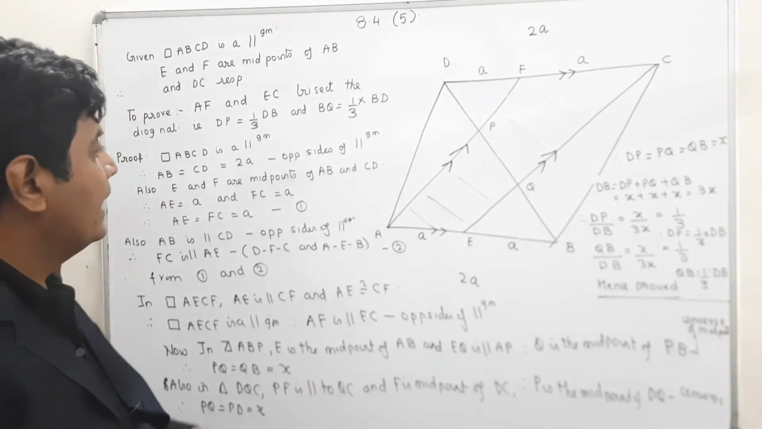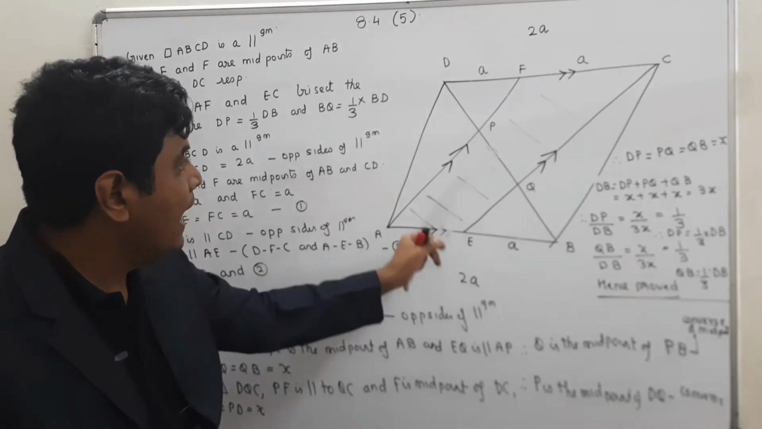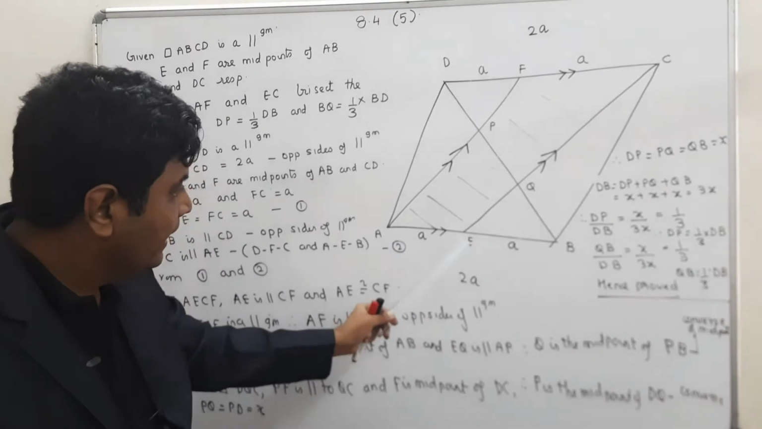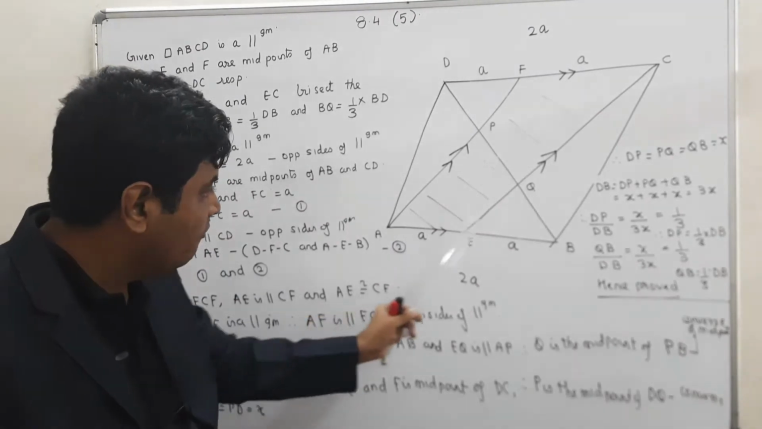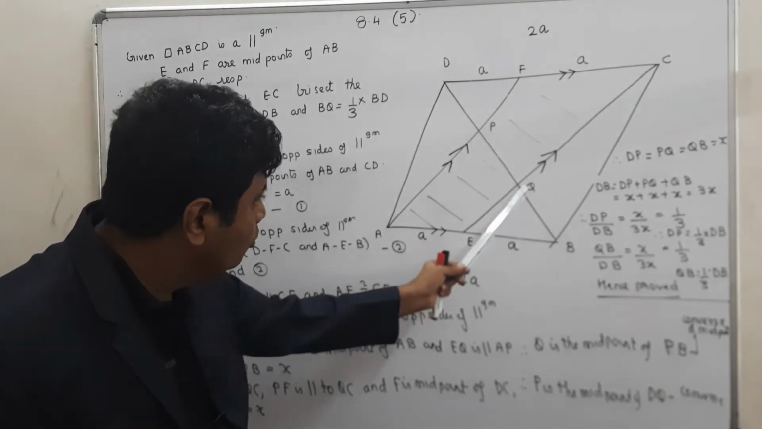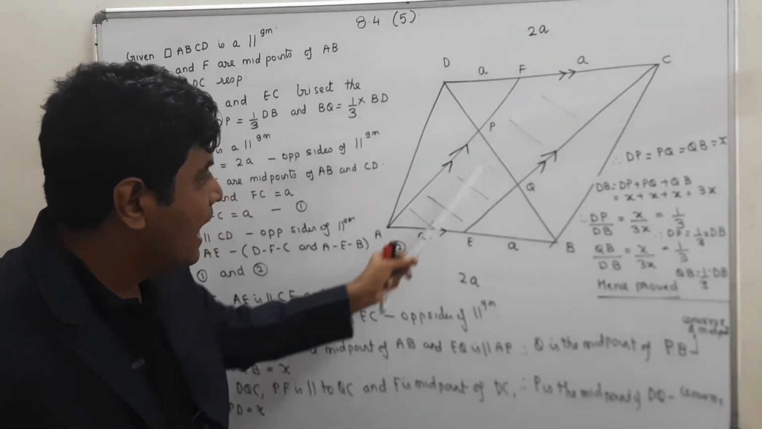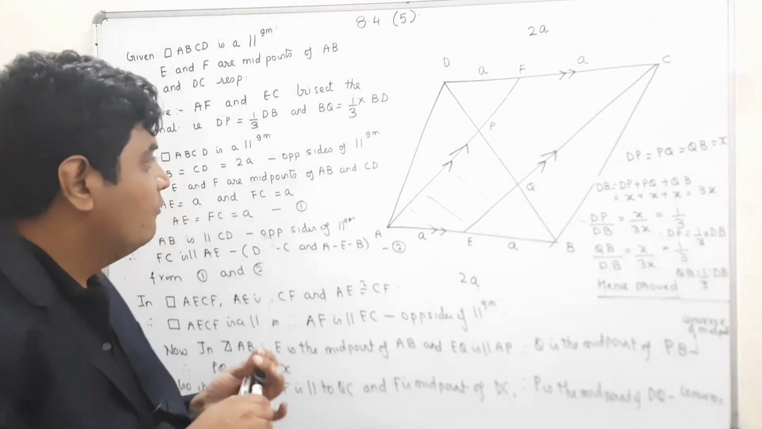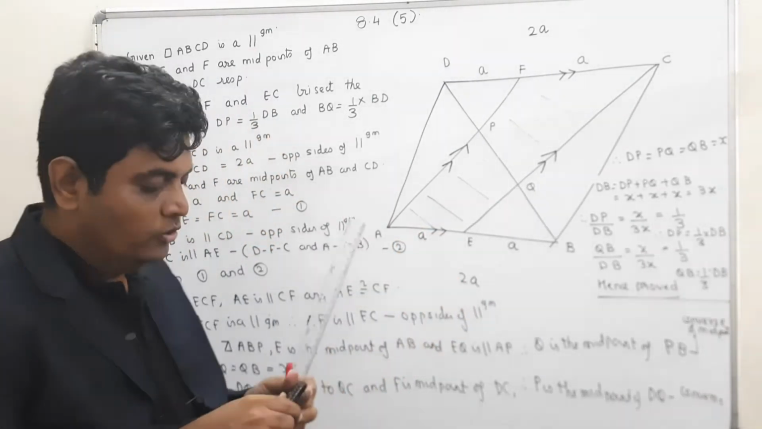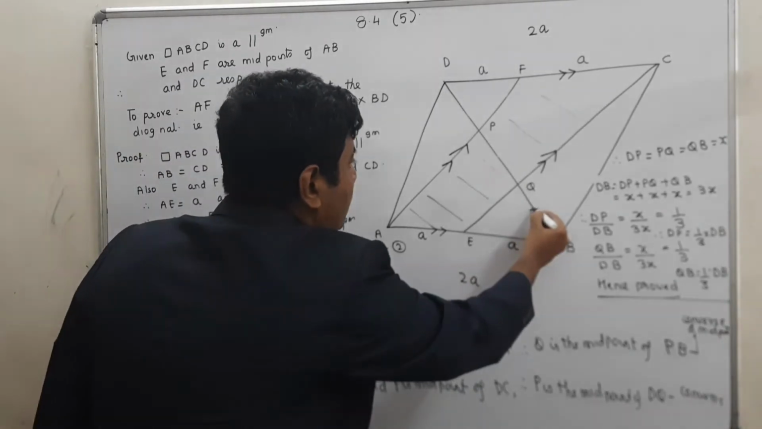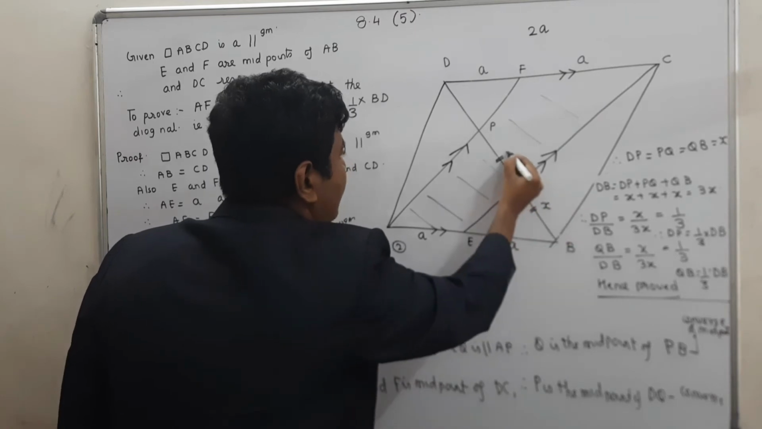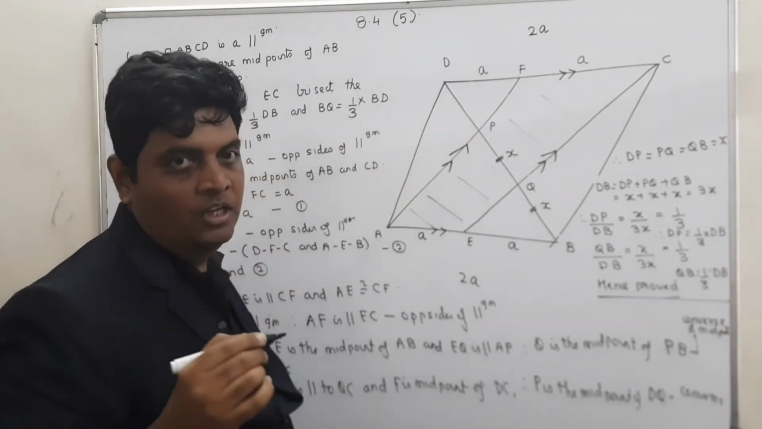Now, come to triangle ABP. In triangle ABP, can I say E is the midpoint of AB, given, and EQ is parallel to AP? I have proved that just now. So therefore, can I say Q is the midpoint of PB? So therefore, this part is equal to this part. Can I say that is equal to X? So this is X and this is also equal to X.